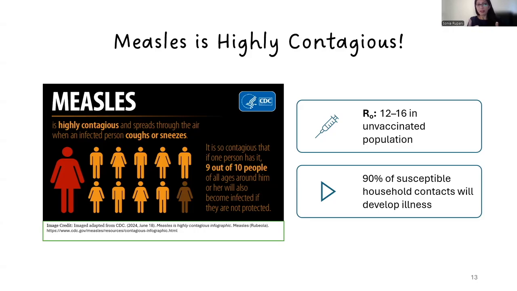Just to give a reference, the R naught for seasonal flu, which varies from year to year, is typically in the range of 1 to 3. With COVID-19, it was around 7 or 8. But with measles, we are seeing an R naught of 12 to 16. So if there were 10 people and one person was infected, it will infect 9 people if they were not protected. If they're not vaccinated, it can spread to those 9 people. So it's a highly, highly contagious disease.